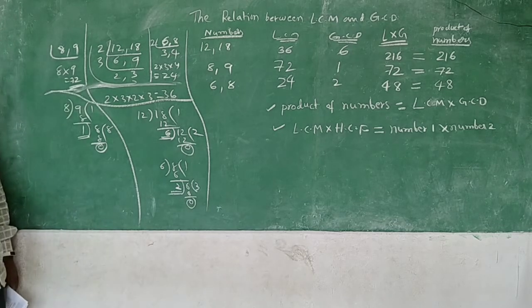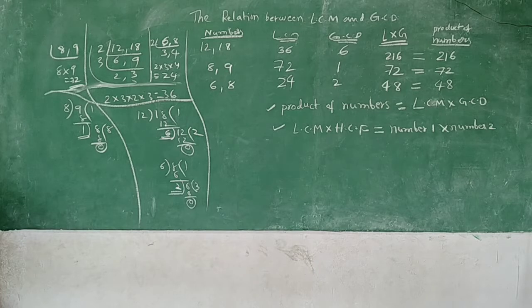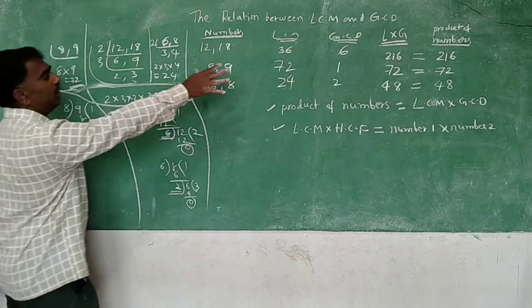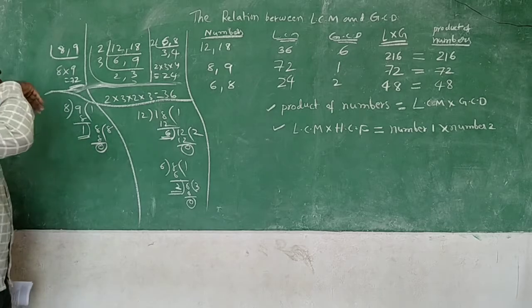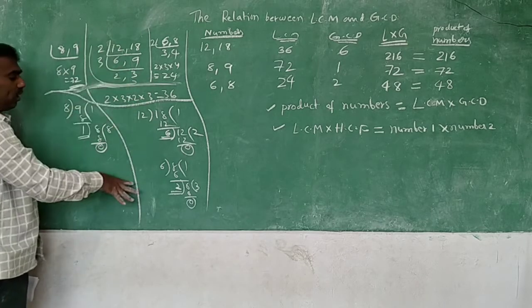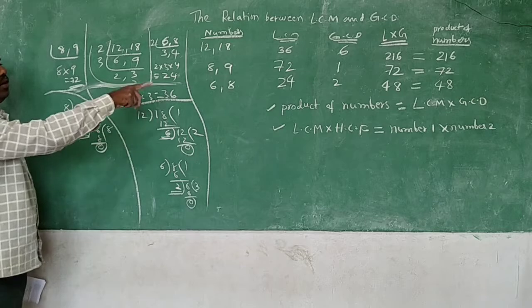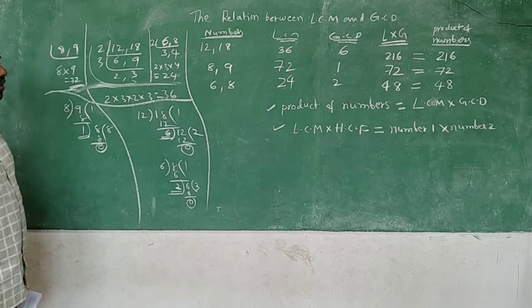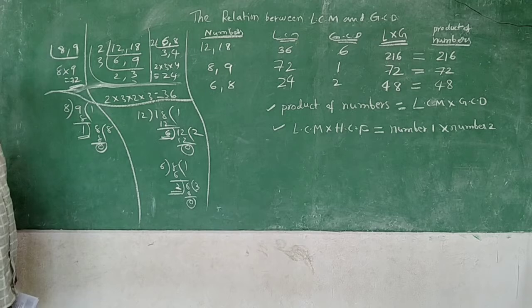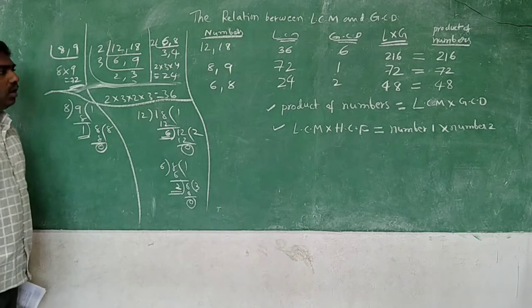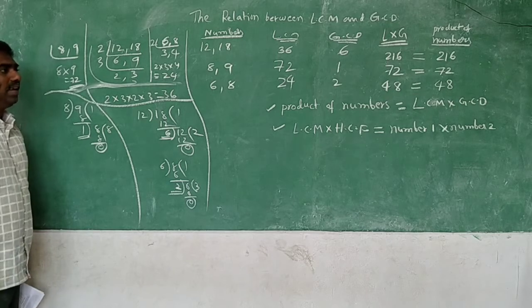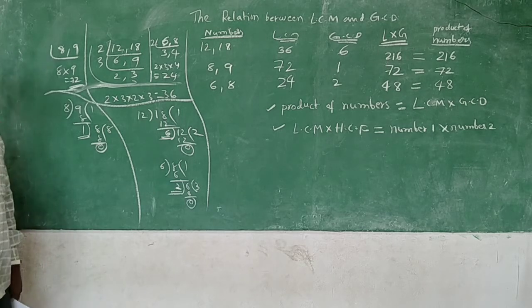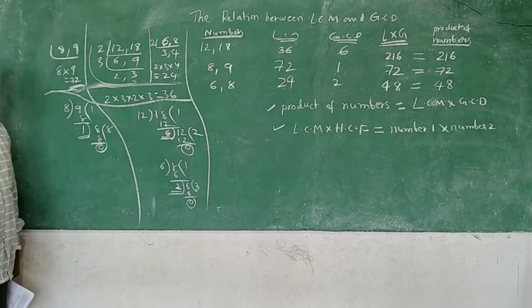So all of you better pause the video and copy this. This is the most important thing you need to write. This is the rough work in which you are finding the LCM and GCD. In the rough work part you can write this, and directly write the formulas that you found: product of numbers is equal to LCM into GCD, or LCM into HCF is equal to number 1 into number 2. So all of you do one thing. Now pause the video and write it.